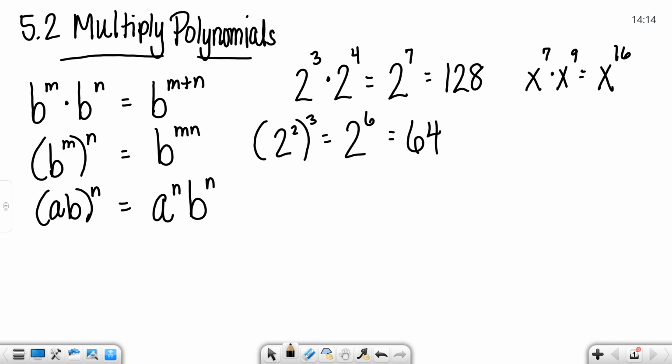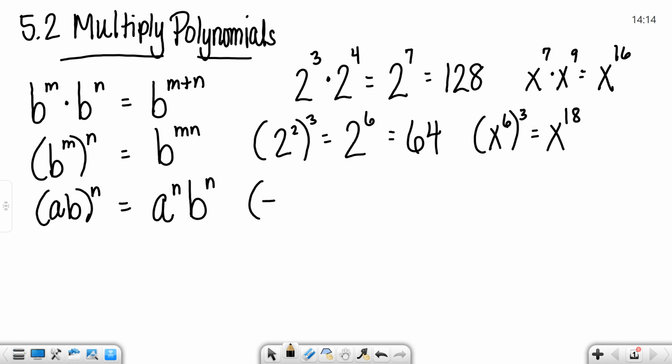Let's look at what that would look like if we had variables there. If I have x to the 6th raised to the 3rd power, power raised to a power, we multiply the exponents and we get x to the 18. Okay, and then our last one down here, everything in the parentheses gets raised to the exponent.